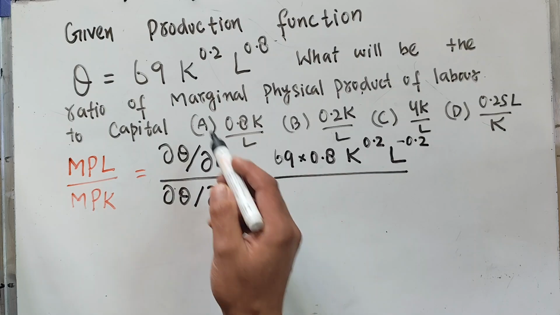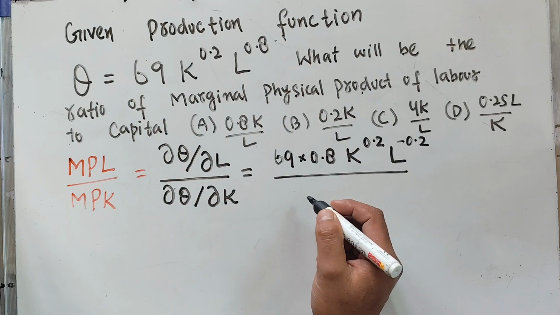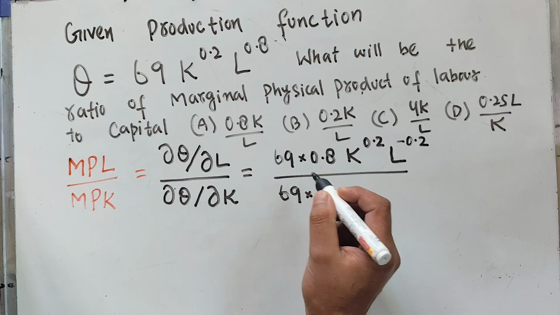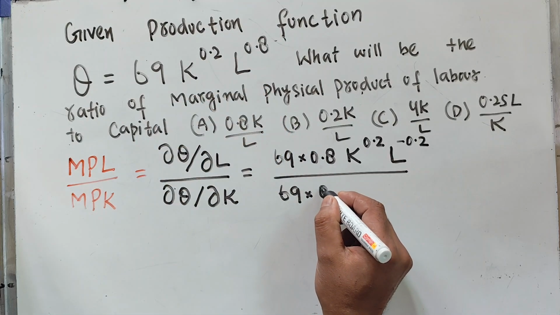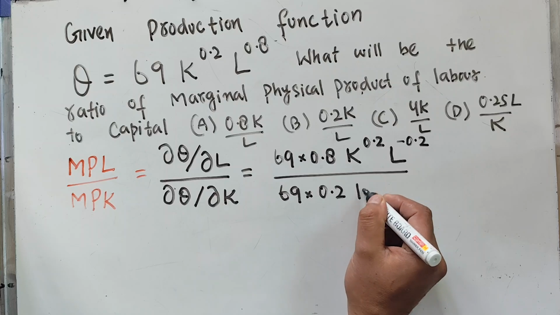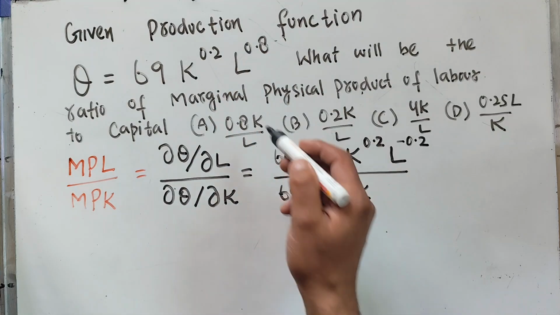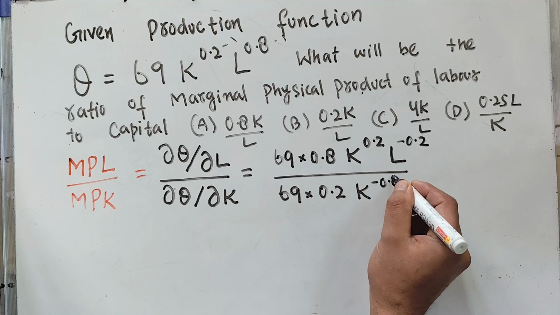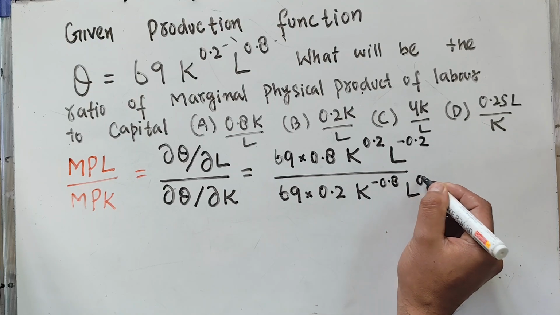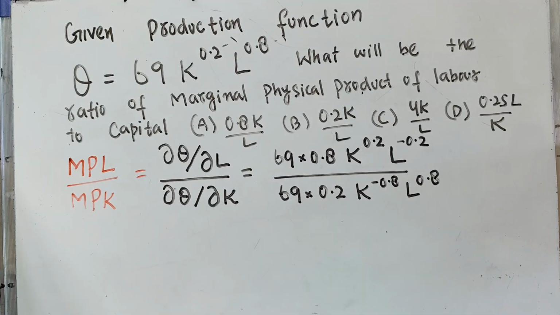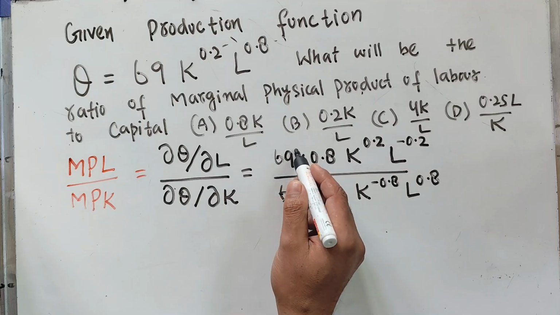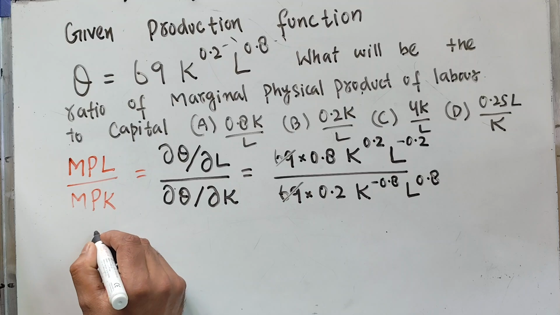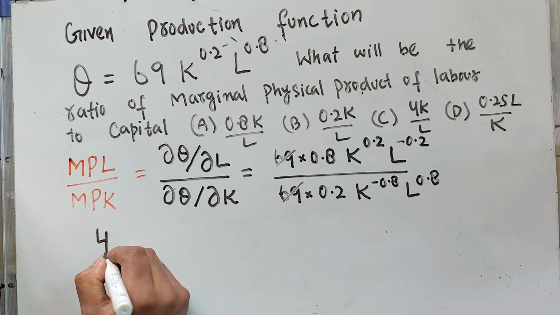Likewise, dQ upon dK means the partial derivative with respect to K this time. So we have 69 times, the exponent becomes the coefficient, so we have 0.2. K raised to the power, the exponent will be subtracted by 1. So 0.2 minus 1 is negative 0.8, and L raised to the power 0.8 will remain the same because we are taking the partial with respect to K. 69 gets cancelled. So we have here 0.8 upon 0.2, it is 4. Okay, so we get 4.